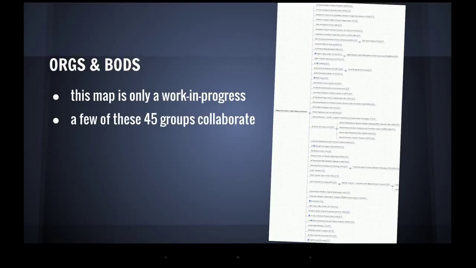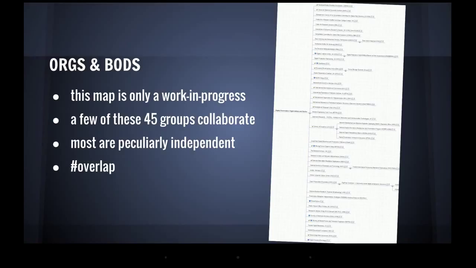There are 45 groups so far. A few of them collaborate, but most are peculiarly independent. It almost seems as though not one group realizes that all the rest of them exist. And I perceive that as a problem. And then there is overlap. There are groups working on extremely similar cases.